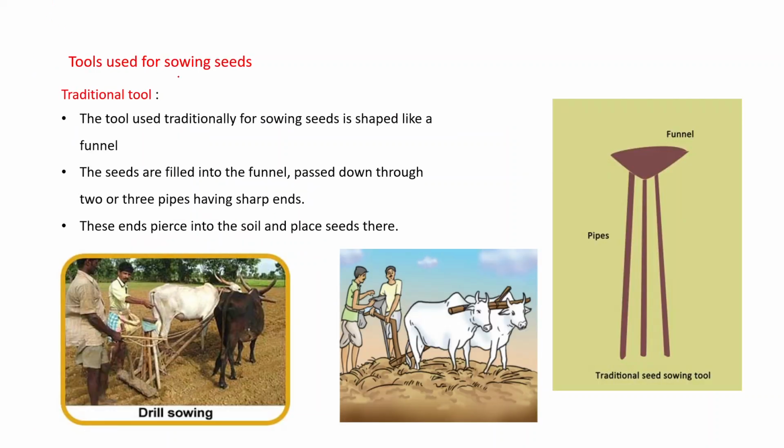Next, tools used for sowing seeds. Traditional tool. The tool used traditionally for sowing seed is shaped like a funnel. You can see this diagram. This is the funnel, and the seeds are filled into the funnel, passed down through 2 or 3 pipes having sharp ends. These are the pipes. And these sharp ends pierce, that is penetrate into the soil and place seeds there. Clear?